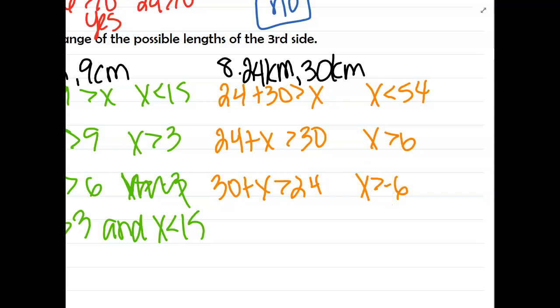And you notice it's the same thing that happened in the last one. Between these two, they overlap, right? They overlap starting at 6 and above. So we don't need that negative 6. x has to be bigger than 6 and less than 54. So between 6 and 54.